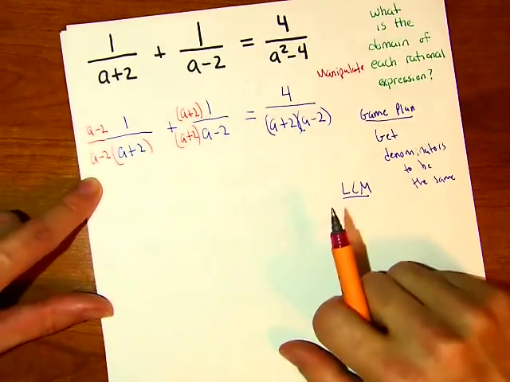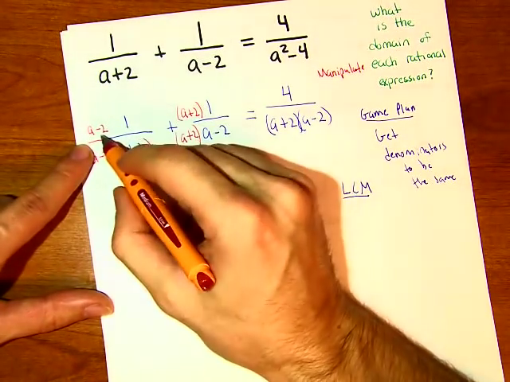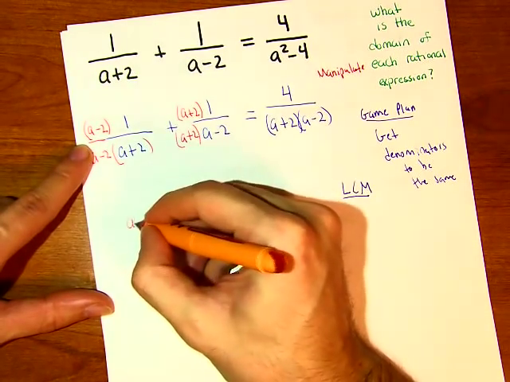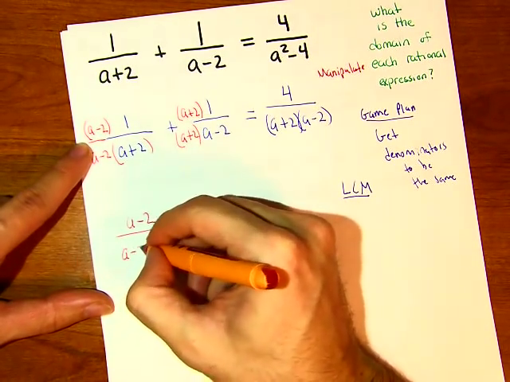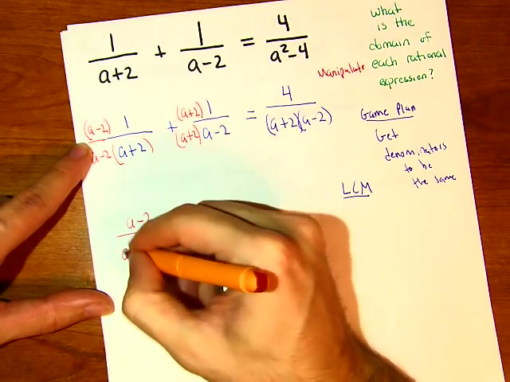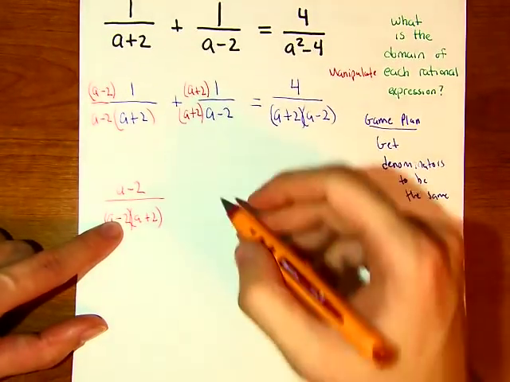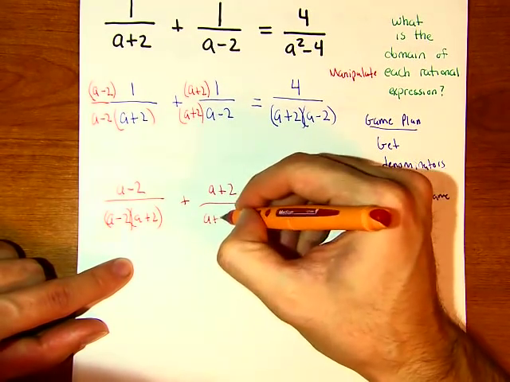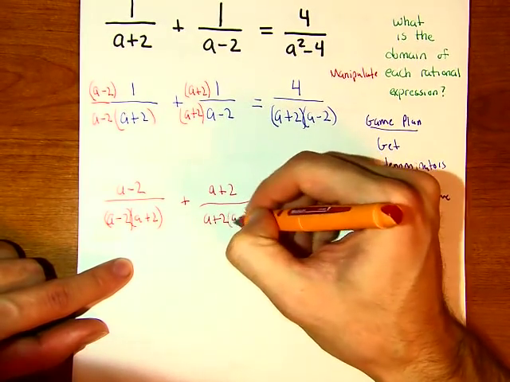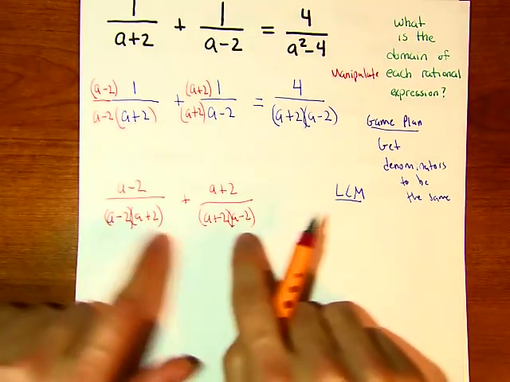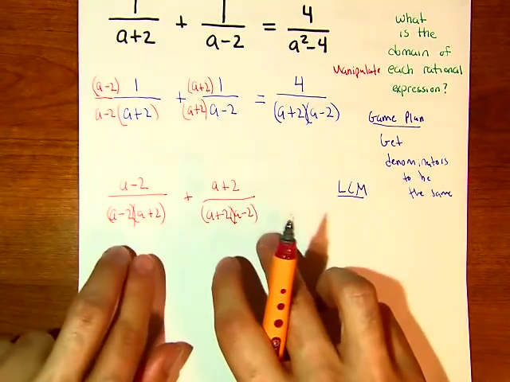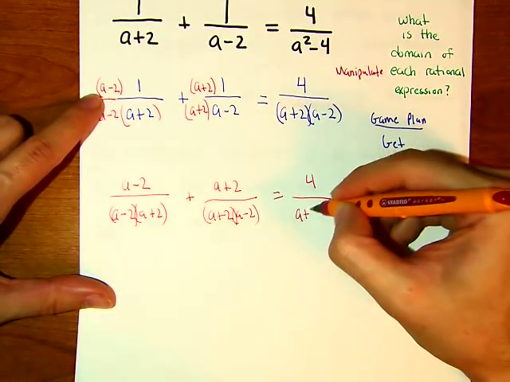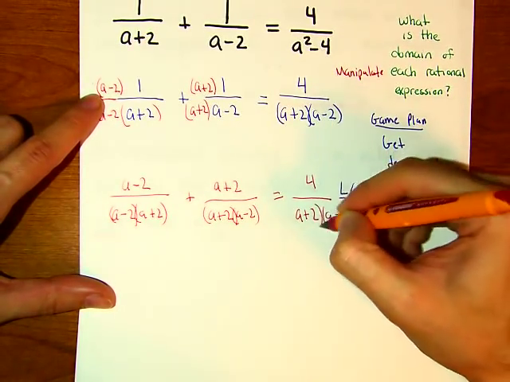Okay. And then what do we get? We get a minus 2 times 1. So that's just a minus 2 over a minus 2, a plus 2. And remember, you don't need to really do anything with this denominator, right? And this is what? Plus a plus 2 over a plus 2 times a minus 2. Even though I just wrote them switched in a way, they're still the same denominator. And that's equal to what? 4 over a plus 2 times a minus 2.